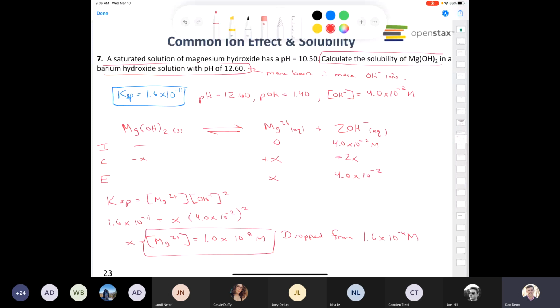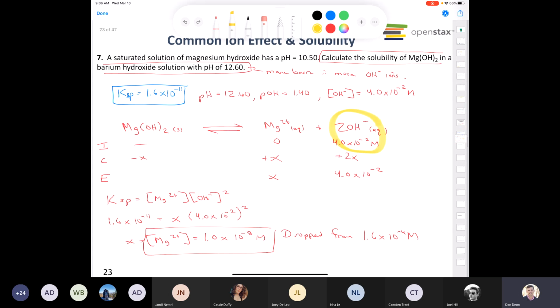Why? Because I already had some hydroxide ions in there. And so it makes sense that the concentration of this is going to have to drop in order for KSP to be satisfied. All right?